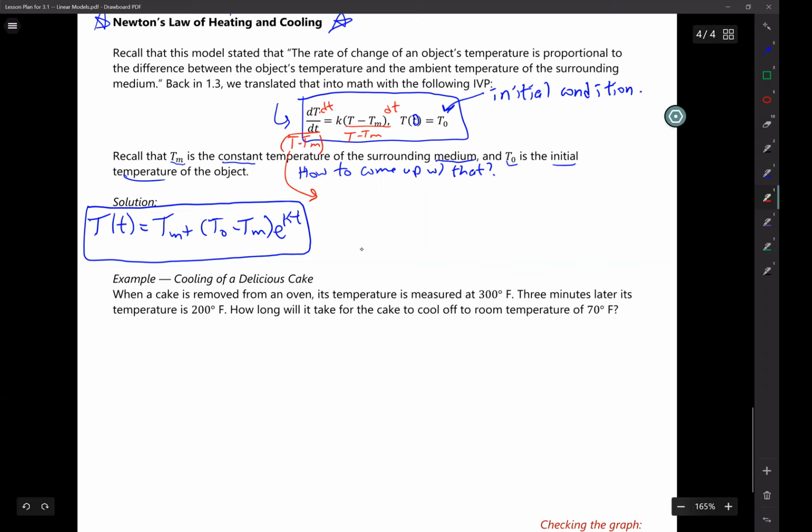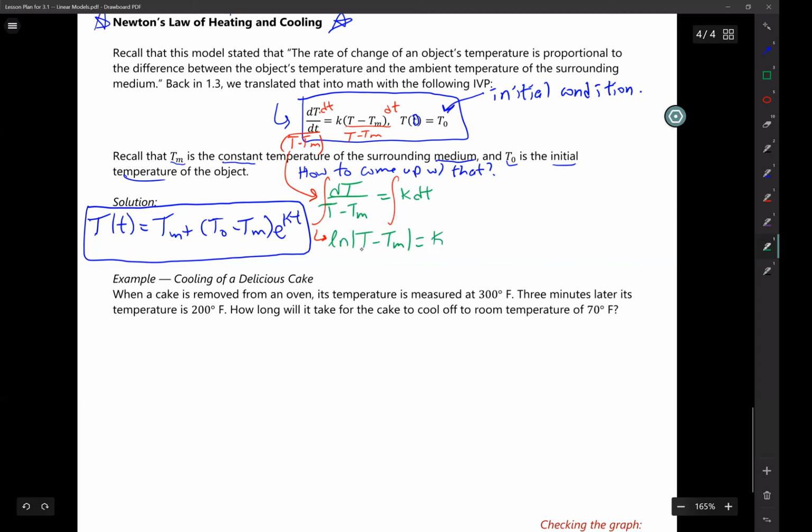Let's do it in green. So then you get dT over T minus Tm is equal to k times dt. And then you just integrate that. So that's actually separable. Kind of weird to think about, but that is separable. This Tm is just a constant, this minus Tm. So it's really just like the variable here is the big T. And then you just integrate. And what do you get? Well, you get ln absolute value of T minus Tm is equal to kt plus c.